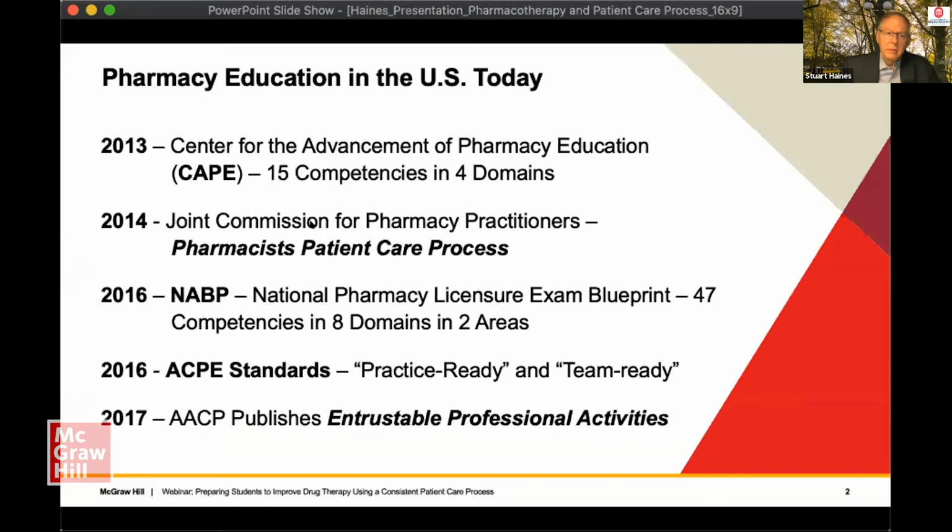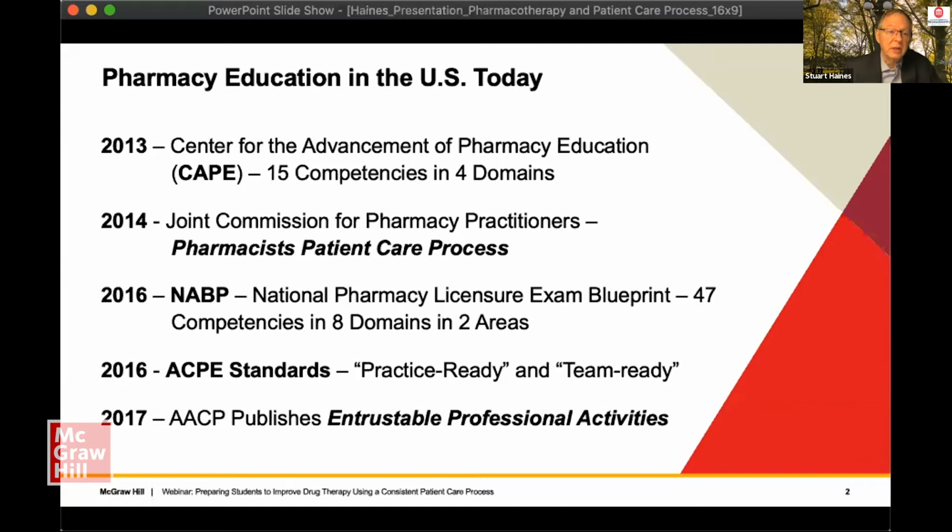In pharmacy education over the past decade or so, there have been some significant developments, and it's informed our work in both producing the textbook, Pharmacotherapy, a Pathophysiological Approach, but also my work as an educator within my school and many of the schools, in fact, all of the schools of pharmacy in the United States.